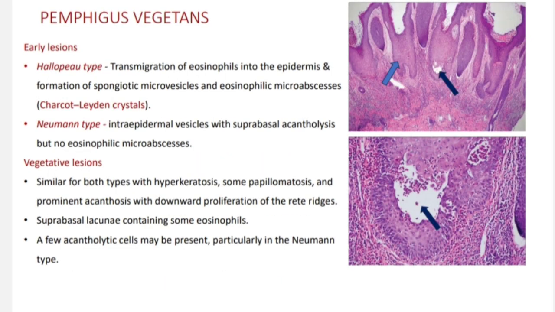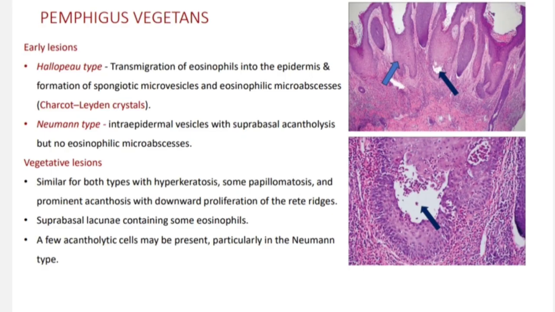Next is pemphigus vegetans. It is a variant of pemphigus vulgaris. So it is of two types, Hallopeau type and Neumann type. So the histopathology can be divided into early lesions, and those of vegetative or advanced lesions. In early lesions, Hallopeau type shows transmigration of eosinophils into the epidermis and formation of spongiotic microvesicles and eosinophilic microabscesses. These microabscesses contain Charcot-Leyden crystals. In the Neumann type, there are intraepidermal vesicles with suprabasal acantholysis, but unlike Hallopeau type, it doesn't have eosinophilic microabscesses.